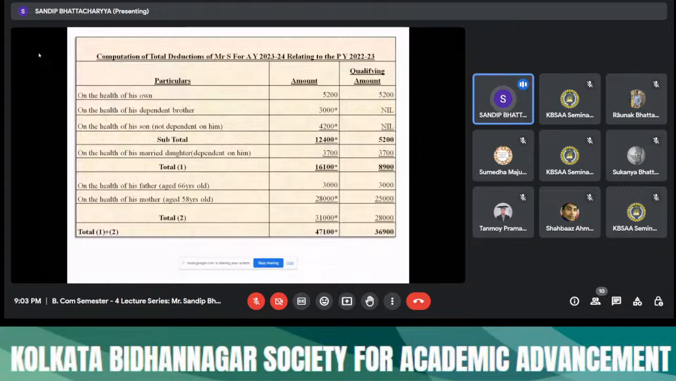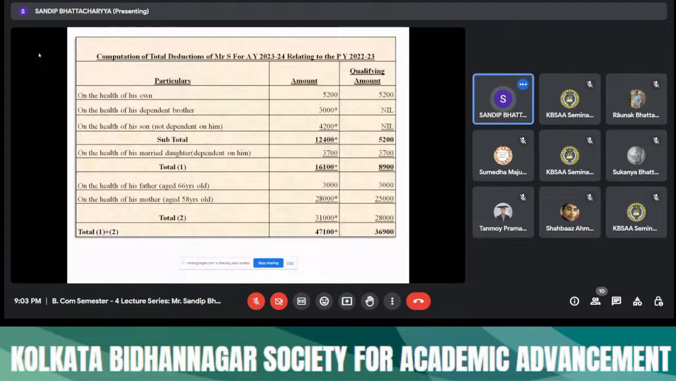On the health of his father, who is 66 years old, now please remember, if your parents cross senior citizen age limit, then maximum benefit will be 50,000. What is the age of an assessee? 24. What is the age of his father? 66. So age of an assessee 24. What is the maximum? 25,000. But age of his father crossed senior citizen age limit. That is 3,000. That is maximum is 50,000.